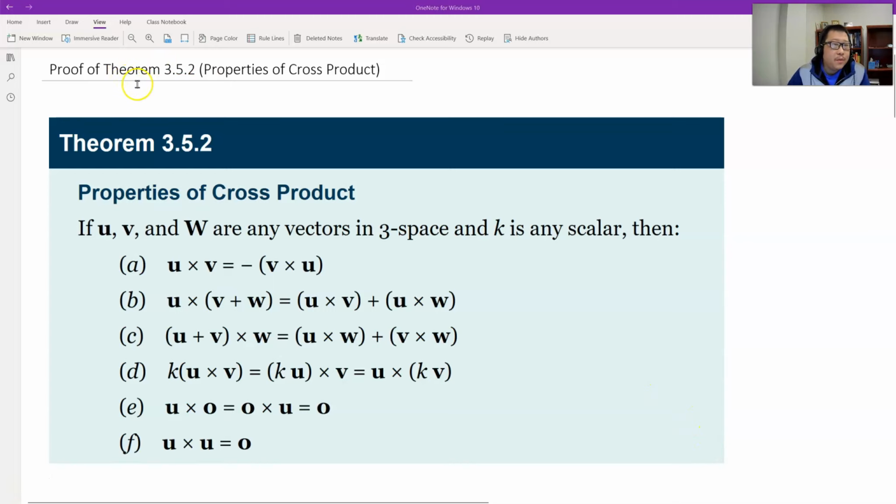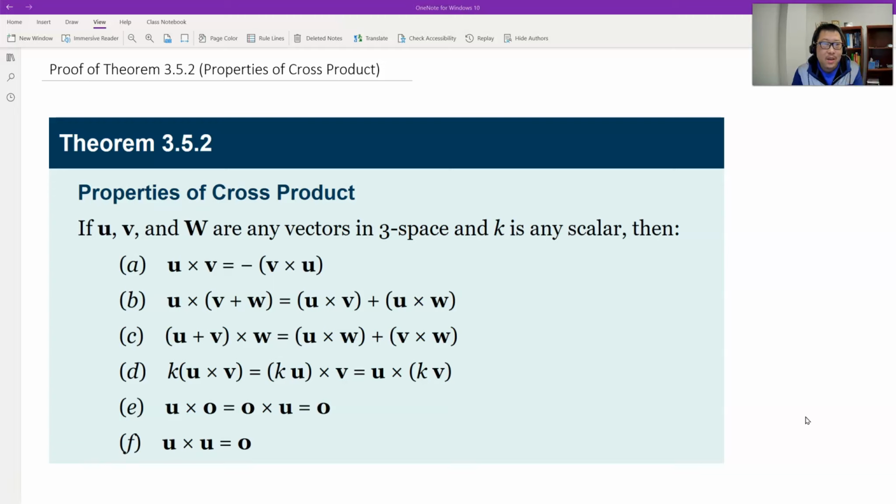In this video, let's prove Theorem 3.5.2, which is the properties of cross product. We do have a lot of important properties. Let's see one by one. So the first, we have a name.